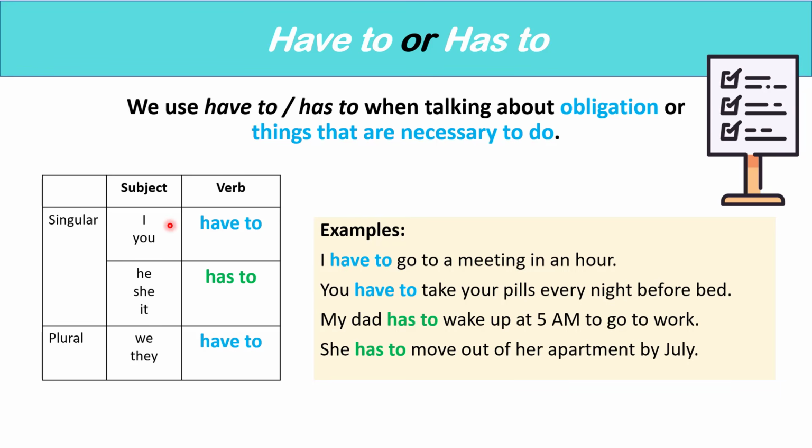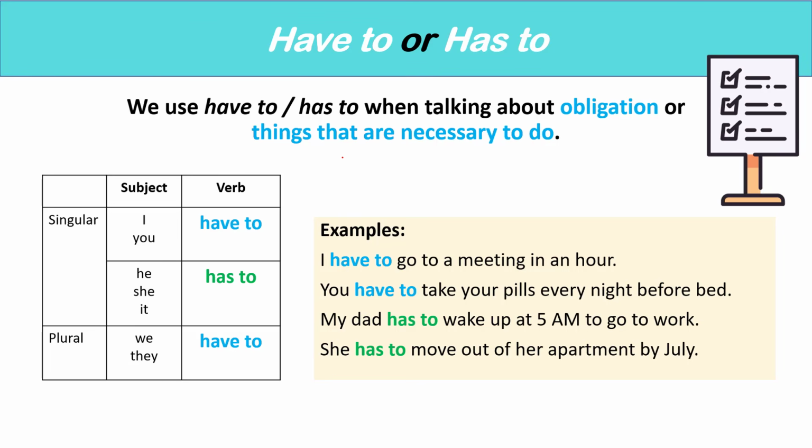When we are conjugating the verb have, we say, I have to, you have to, he has to, she has to, it has to, we have to, and they have to. In all of these examples, we are talking about obligations or things that are necessary to do.